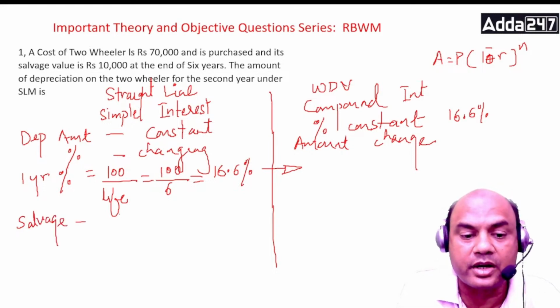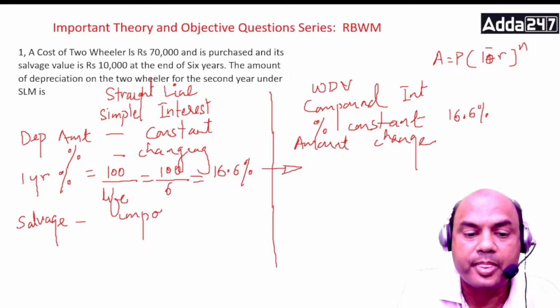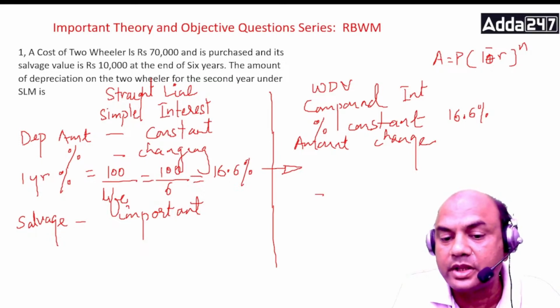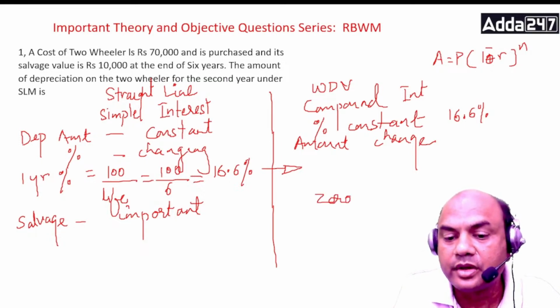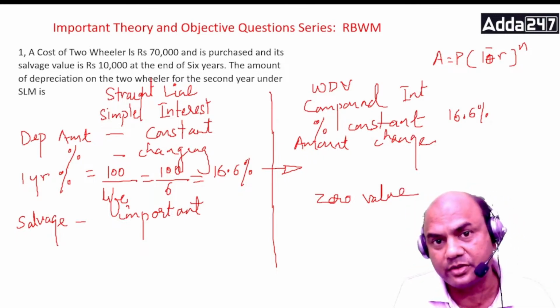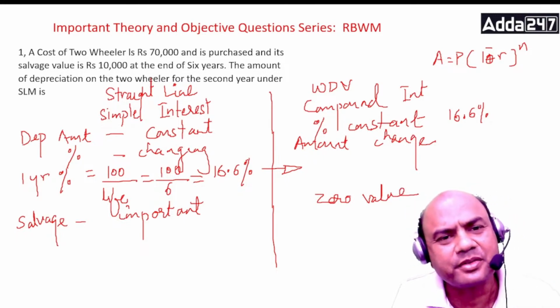It is important over here in straight line. But in WDV, it's of zero value. No importance. Zero value. It has no importance. Okay. In WDV, salvage value, because you will never get the salvage value.